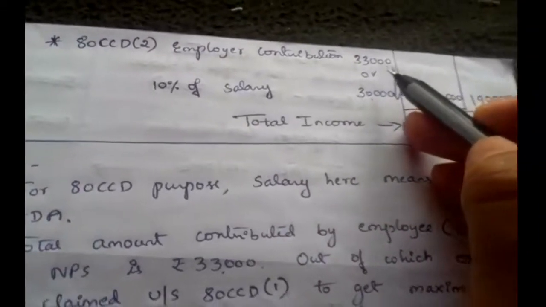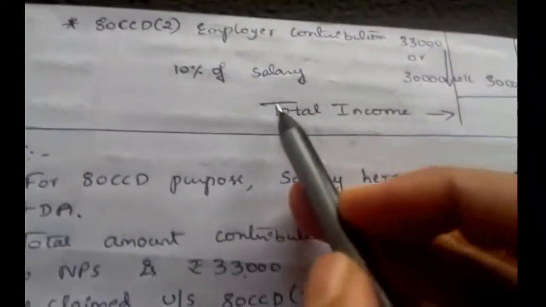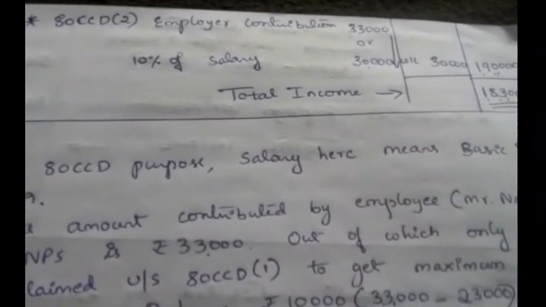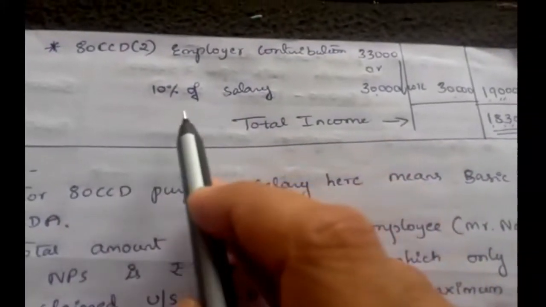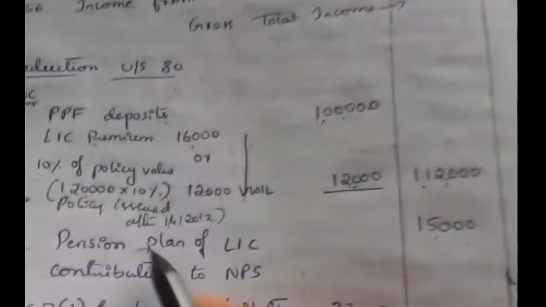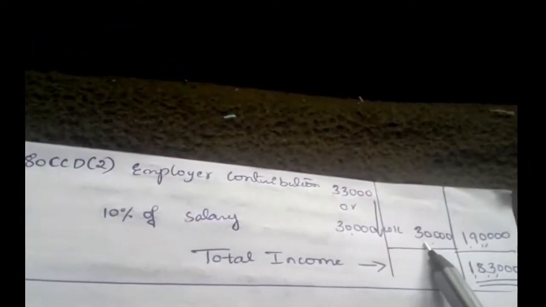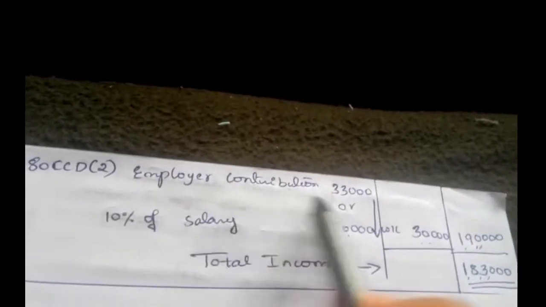Next is 80CCD 2, that is for the employer contribution. Here, how much is the employer contribution? In the question, the employer contribution is 33,000. It is 33,000 or 10% of salary, whichever is less. Salary is 2,40,000 plus 60,000, and we have already calculated 10% of salary, so the same we have to take. Whichever is less, so 30,000 we have to claim under section 80CCD 2 for the employer contribution.